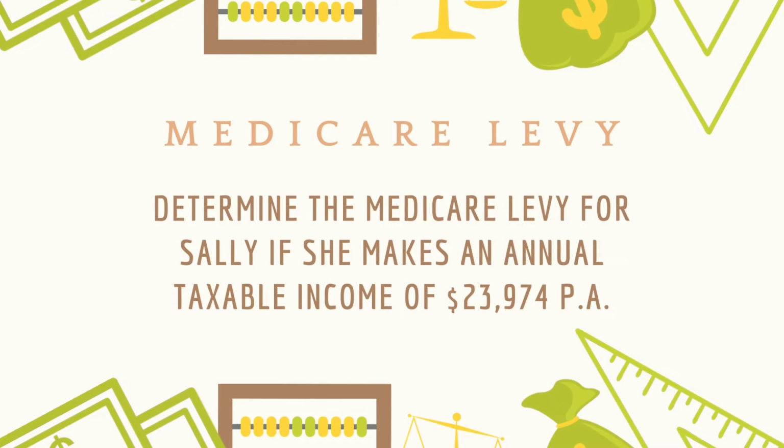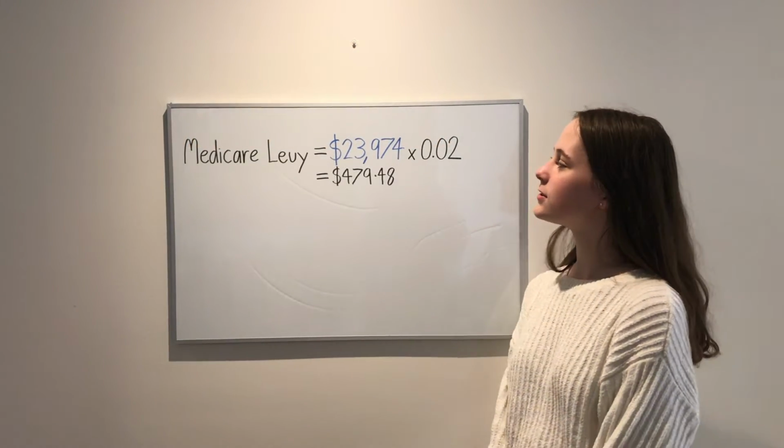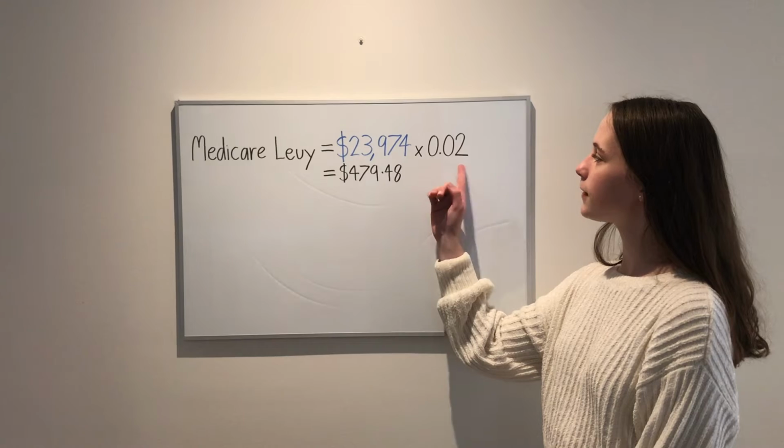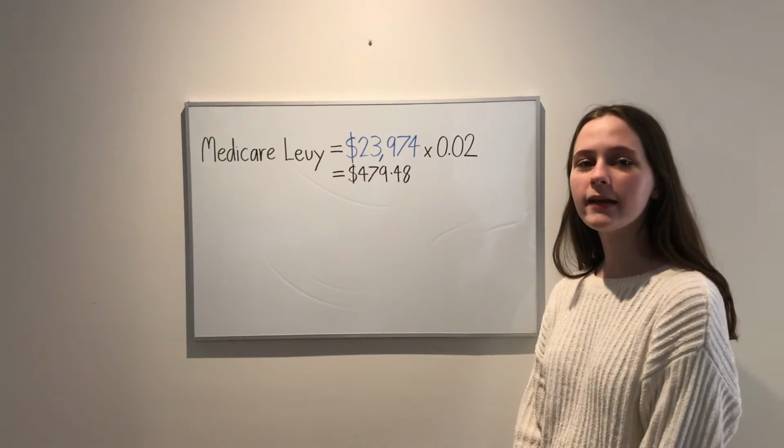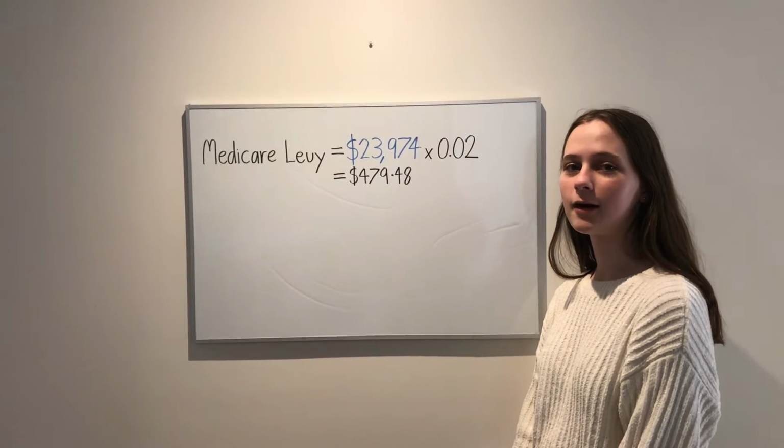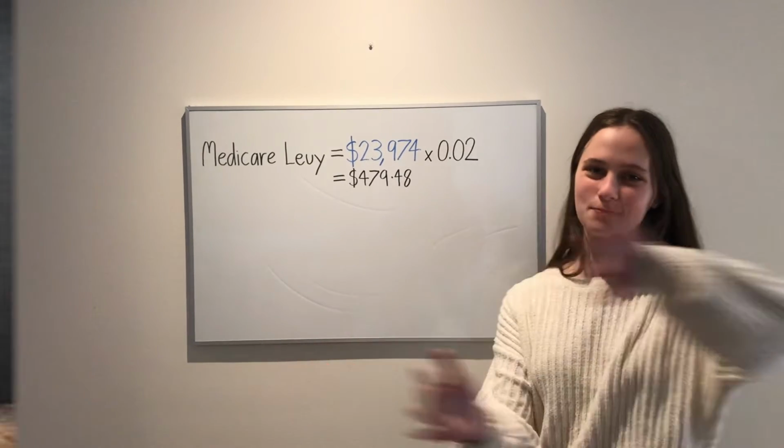Determine the Medicare levy for Sally if she makes an annual taxable income of $23,974 per annum. All we need to do is take Sally's taxable income and multiply it by 0.02 because Medicare levy is 2% of the taxable income. And this is the answer we get, so let's move on.